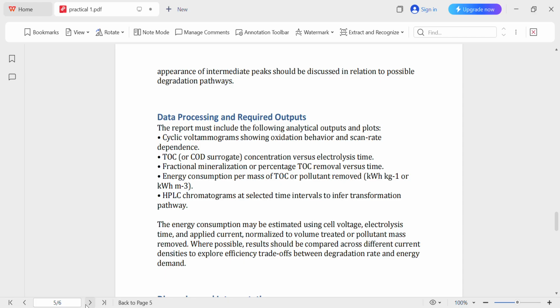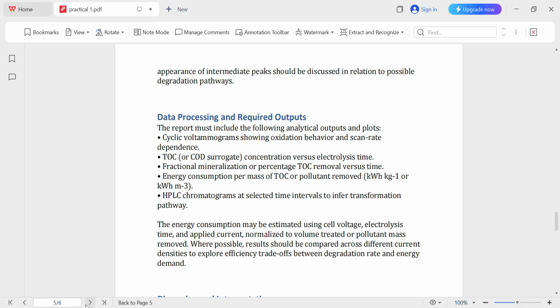TOC or COD surrogates. Concentration versus electrolysis time means make a graph showing the pollutant concentration over time during the electrolysis. TOC measures the total carbon removal, and the COD surrogate should be used if TOC is not available. Next is fractional mineralization, the percentage TOC removal versus time. Plot how much of the pollutant is fully broken down over time. This helps to visualize the effectiveness of the electrochemical process.